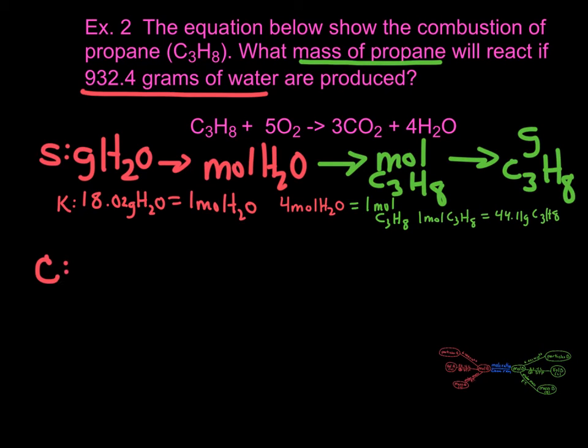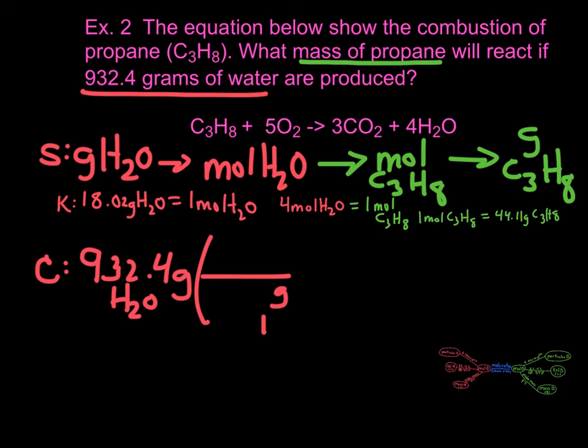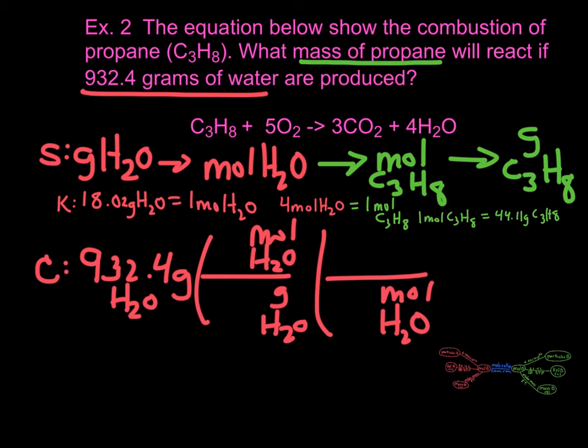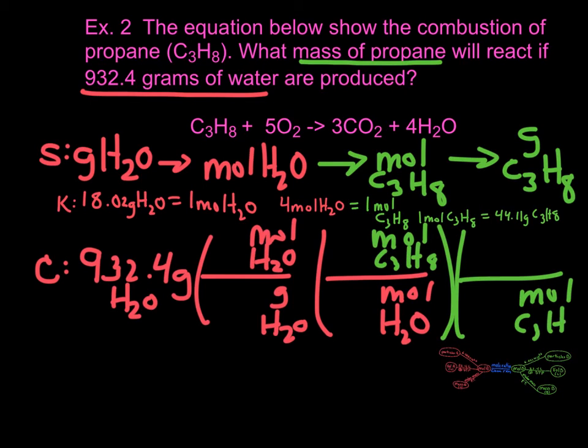We always start with our given value and unit. We are starting with 932.4 grams of water. We got to get rid of grams of water and go to moles of water. Then we get rid of moles of water and go to moles of propane. And then we can get rid of moles of propane and get to grams of propane.